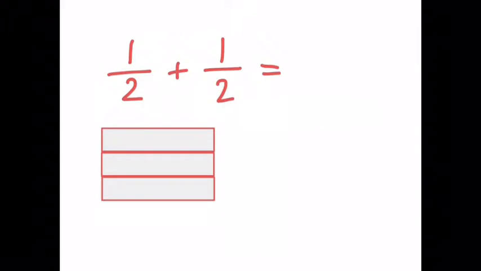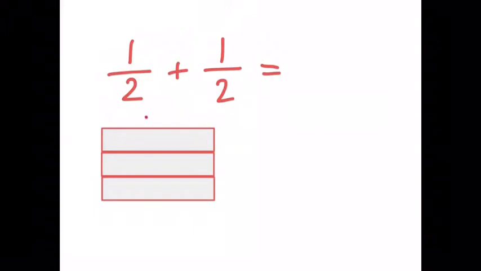Now, when it comes to adding fractions where the denominators are equivalent, we only have to follow one very simple step: add the numerators together and keep the denominators the same. The trick is to actually understand why we only add the numerators.